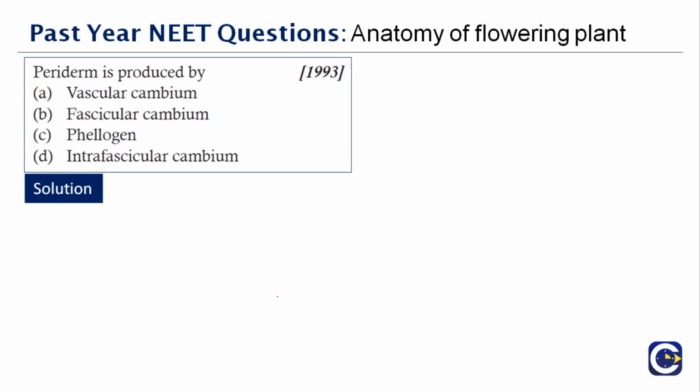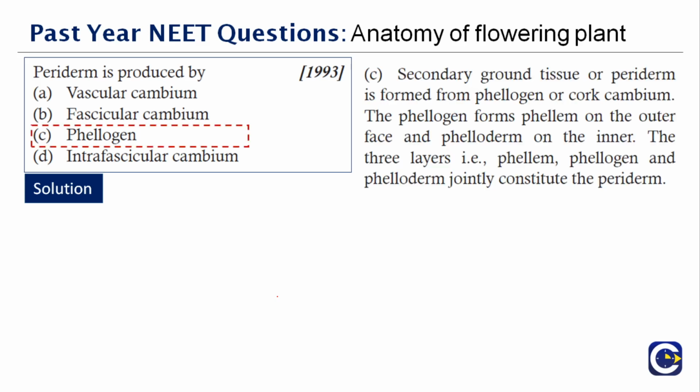The three layers which contribute to form the periderm, we already saw in the earlier part. They are phellogen, phellem and phelloderm, collectively called together as periderm. So periderm is produced from the phellogen, and when we talk about periderm, all three, phellem, phellogen and phelloderm, jointly constitute the periderm. The correct answer is option C.